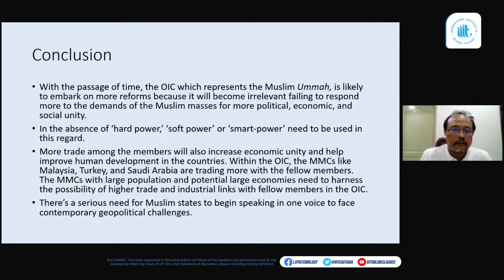So there is a need to increase trade, and one of the implications of increasing trade is that it has this effect of furthering cooperation and spreading a sense of peace among the Muslim states. And of course, there's a serious need for the Muslim states to begin speaking in one voice.